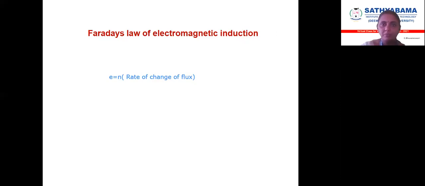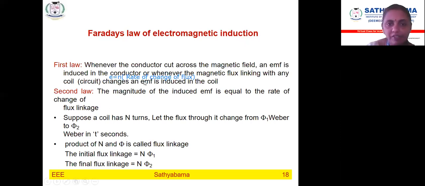Right. Now we will proceed. See here with the definition. Definition is very, very important. First law: whenever the conductor cuts across the magnetic field, an EMF is induced in the conductor. Or whenever the magnetic flux linking with any coil changes, an EMF is induced in the coil. So whatever we have done till now, the same thing we are defining as Faraday's law. Whenever the conductor cuts across the magnetic field, an EMF is induced, or whenever the magnetic flux linking with the coil changes, EMF is induced in the coil.